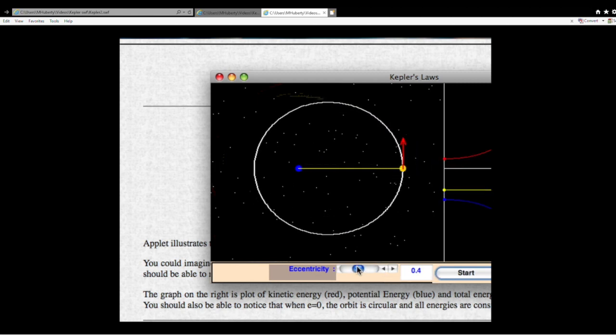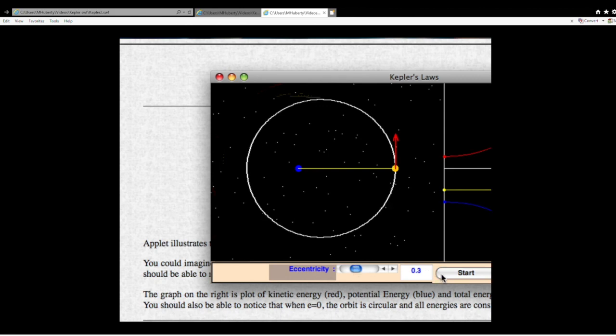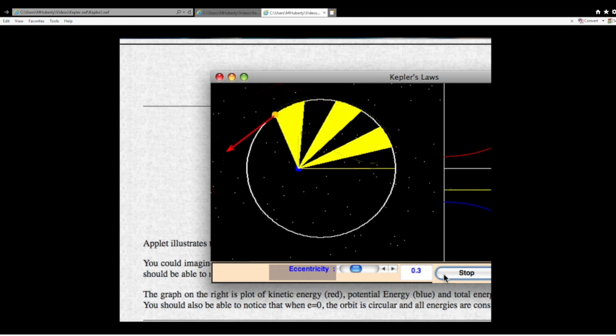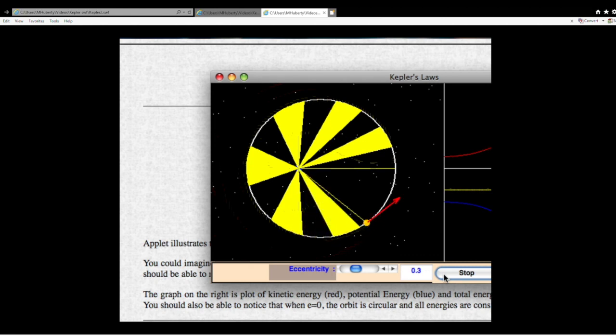Moving to some values in here, same idea. So a little less dramatic than the last example, but it's going a little faster here and then a little slower when it gets further from the sun.